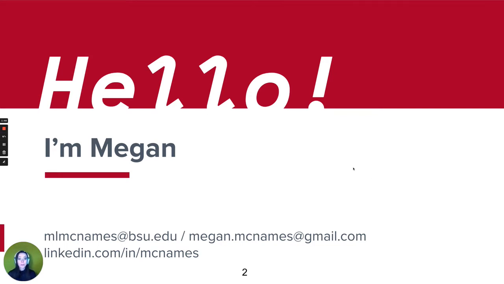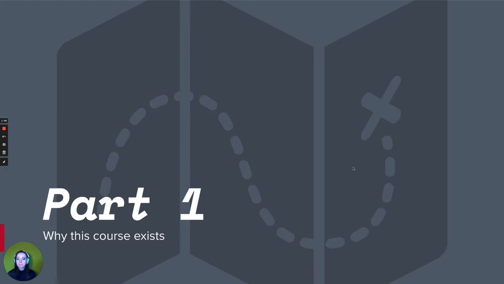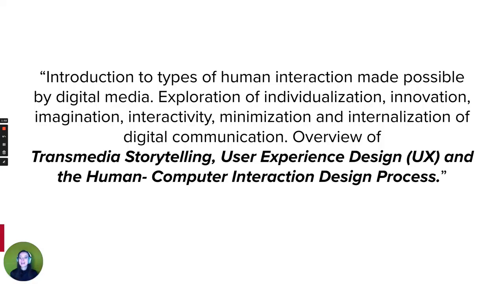Let's talk about what this course is about. Why does this course exist? Why is there an EMDD 101? If you look at the syllabus, the course description says that this is an introduction to the types of human interaction that are made possible by digital media. These are types of human interaction that could only exist when we bring computers into the mix. We're going to explore individualization, innovation, imagination, interactivity, and more of digital communication. We're going to look at a lot of different aspects of digital media in this course.